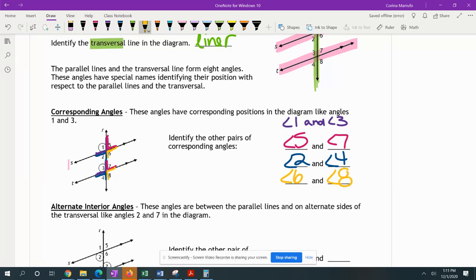So there's something special about these angles. These angles are congruent. I don't think it tells us here just yet, but your corresponding angles are going to be congruent.